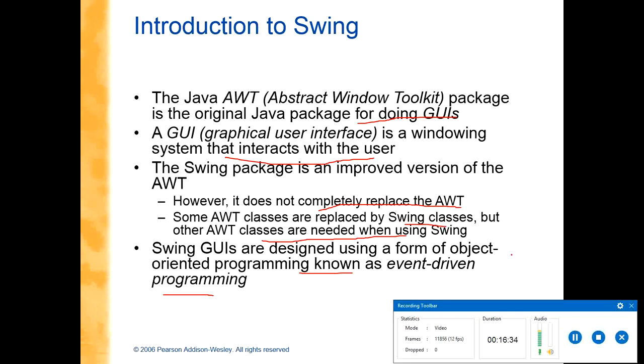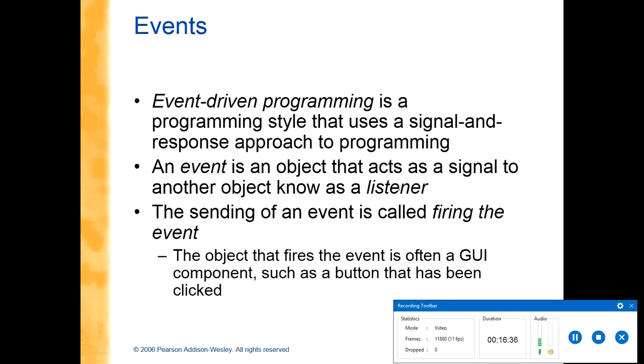Alright, so moving ahead. Now, what is event-driven programming? Event-driven programming is a programming style that uses a signal and response approach. That means you fire some event, and when you fire an event, some action is initiated or some method is called. So it is based on the signal and response approach.